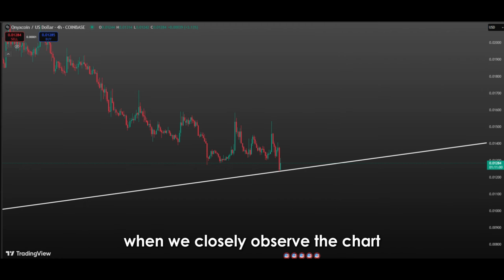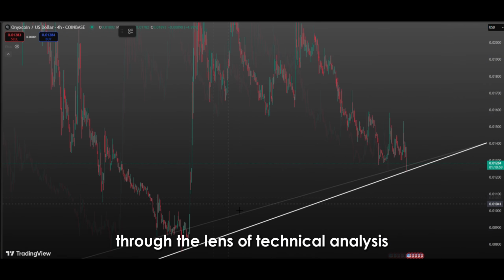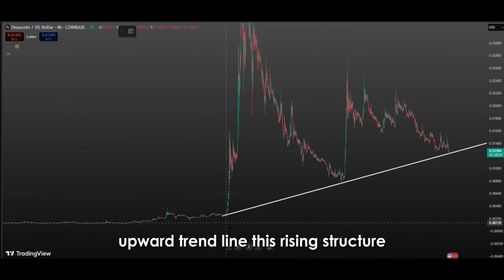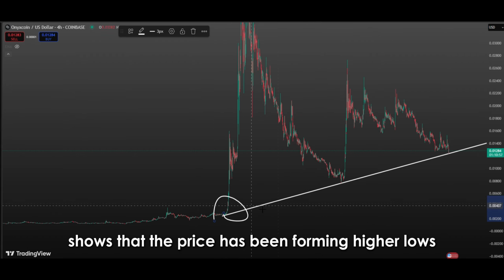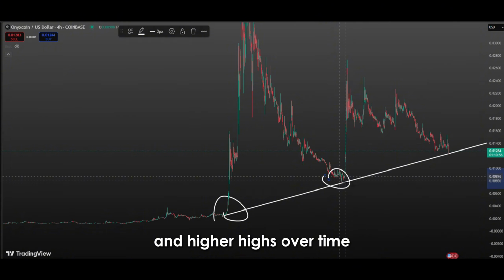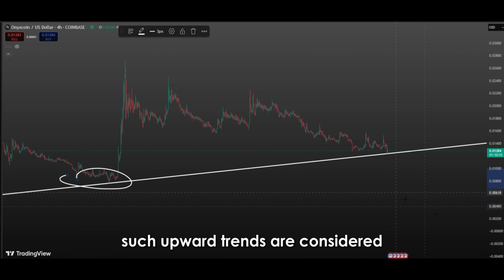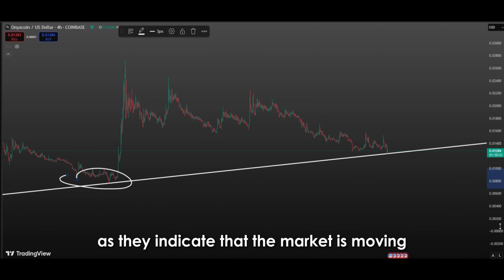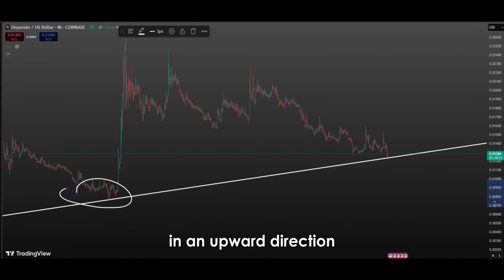When we closely observe the chart through the lens of technical analysis, we can clearly see a healthy and steadily progressing upward trend line. This rising structure shows that the price has been forming higher lows and higher highs over time. Such upward trends are considered strong and reliable signals in technical analysis, as they indicate that the market is moving in an upward direction.